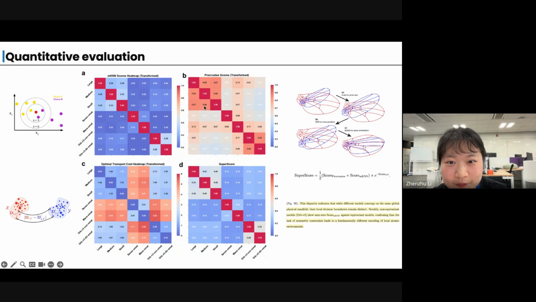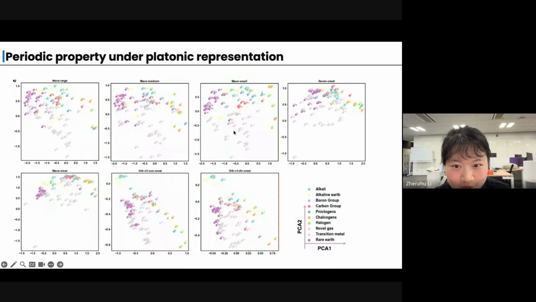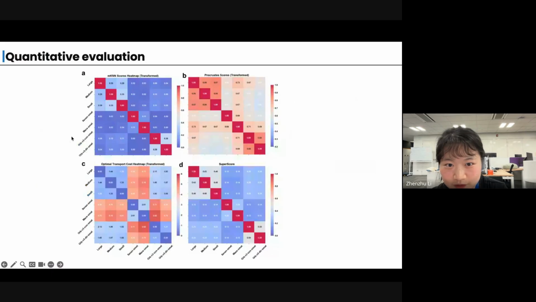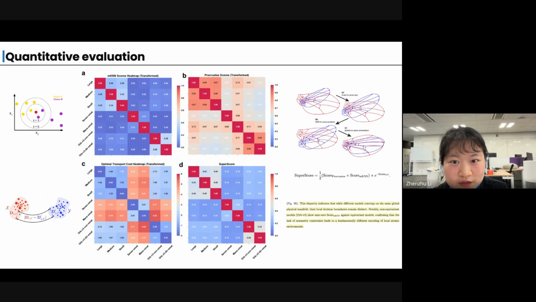I will skip this one because it is quite straightforward: the different Platonic representations can still preserve the periodic properties of the different elements, which means our transformation doesn't disrupt the chemical information learned by the model. And here we use the quantitative evaluation for this alignment.